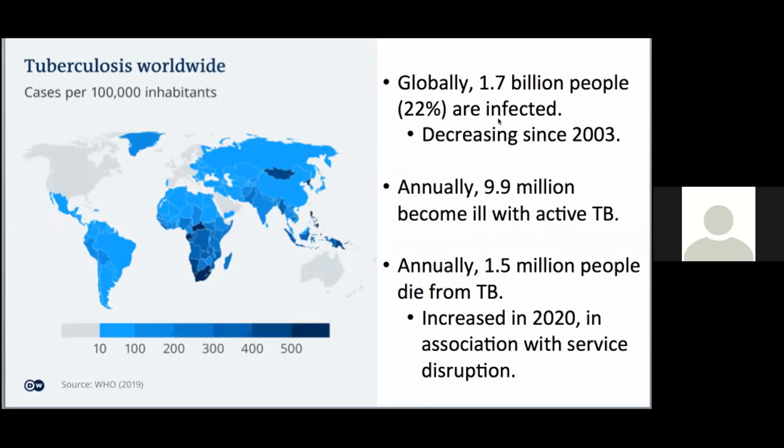Many of these, however, are latent disease that are not active tuberculosis. Annually, 9.9 million people will become ill with active TB, and 1.5 million people die from TB in any given year. Unfortunately, this increased in 2020 in association with service disruptions with COVID, and that's the last year from which data are available from the WHO.